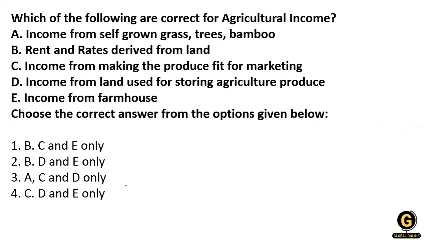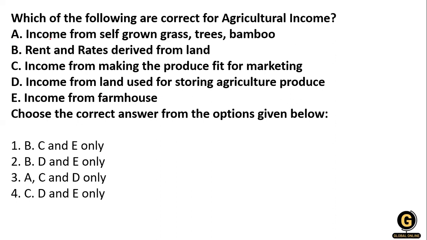Yes. Now, next question: which of the following are correct for agriculture income? For agriculture income, we have to be familiar with what kind of agriculture income is included according to the Income Tax Act 1961. So I will read the options first, then I will give you the explanation of all.